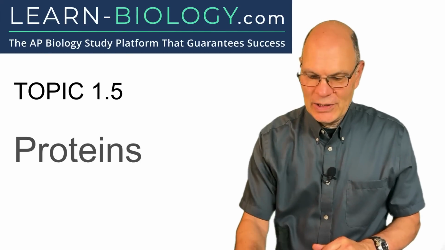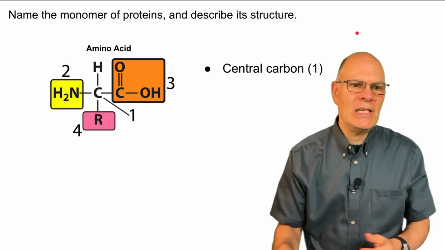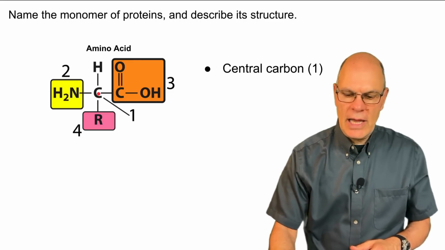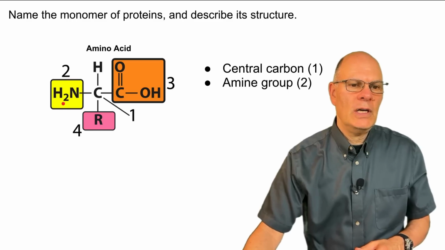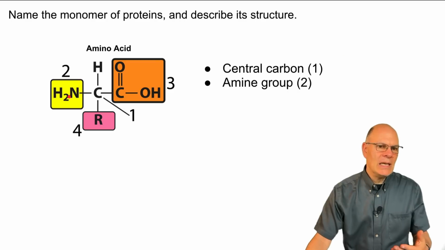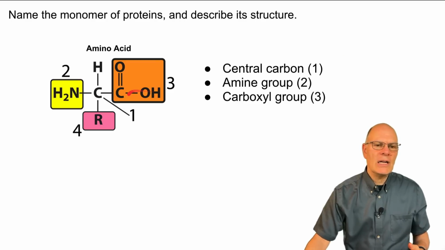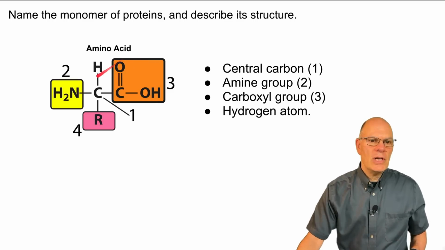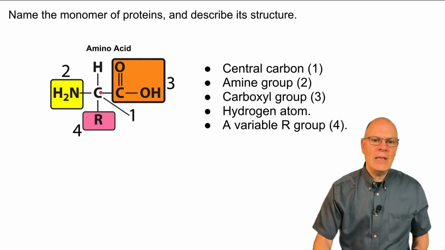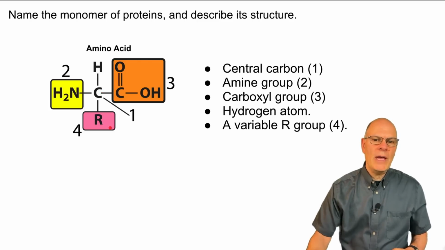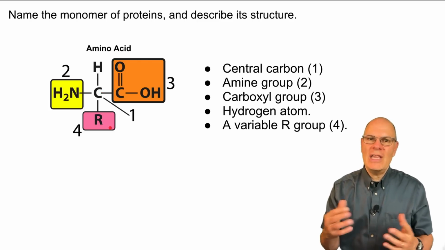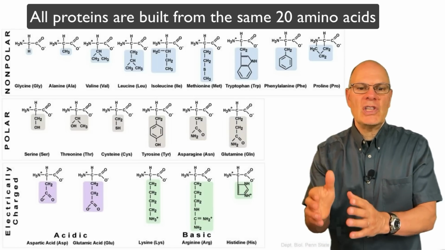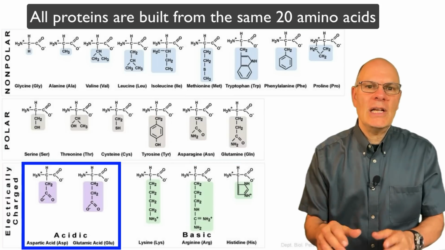Let's review proteins. So the monomer is an amino acid, and it has a central carbon over here, and connected to that carbon is an amine group over here that makes this basic in its structure, but over here on the other side it's got a carboxyl group and that makes it acidic, so therefore it's an amino acid. There's a hydrogen atom attached to the central carbon, and then there's a variable group or an R group, and there are 20 variations, and that's true of all life. All life is built of the same 20 amino acids. That R group is also called a side chain, and it can be polar, nonpolar, acidic, or basic.